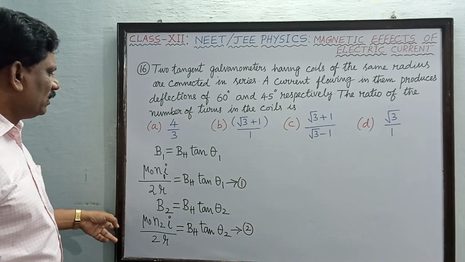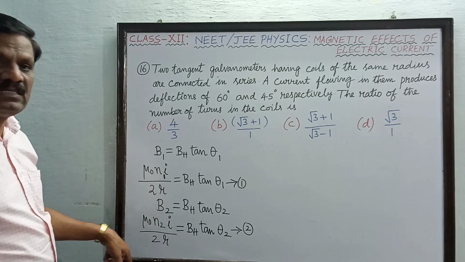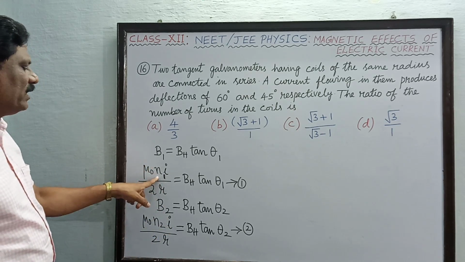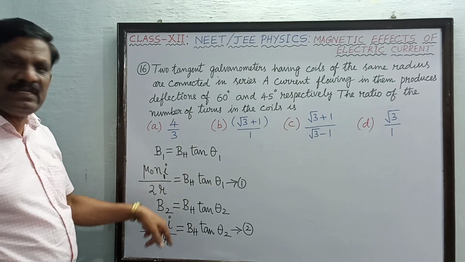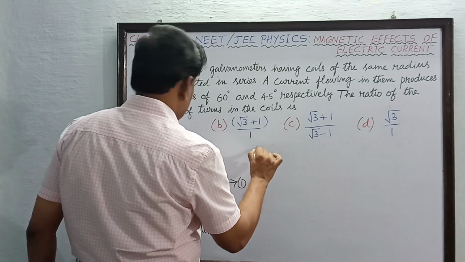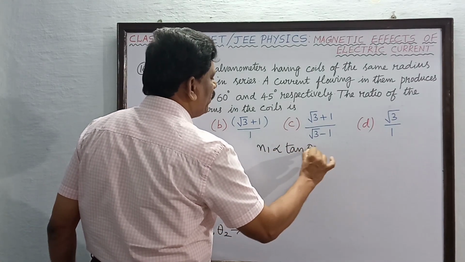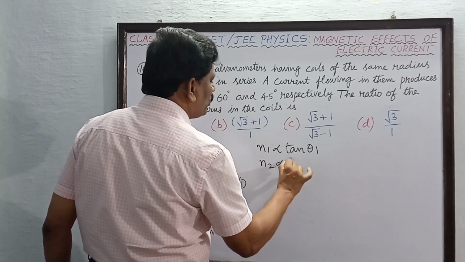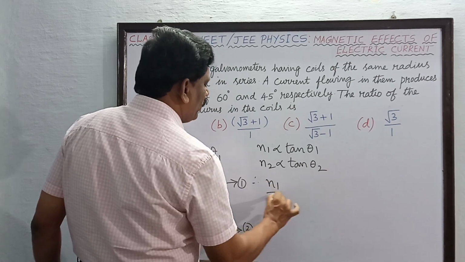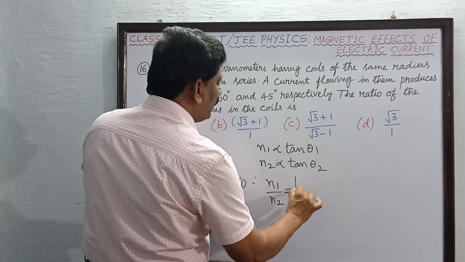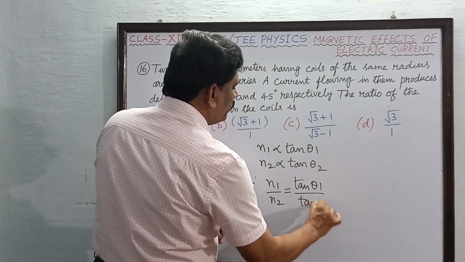So from this you see here mu naught is constant, I is constant, 2R is also constant. Therefore, on the right side, N1 is proportional to tangent of theta 1. BH also is constant. So I can write N1 is proportional to tan theta 1 and N2 is proportional to tan theta 2. Therefore N1 by N2 is equal to tan theta 1 by tan theta 2.